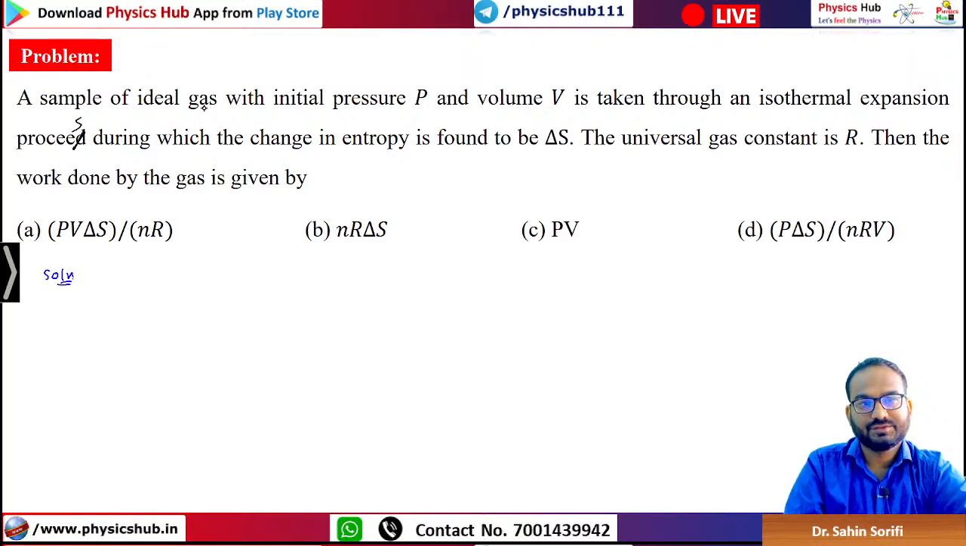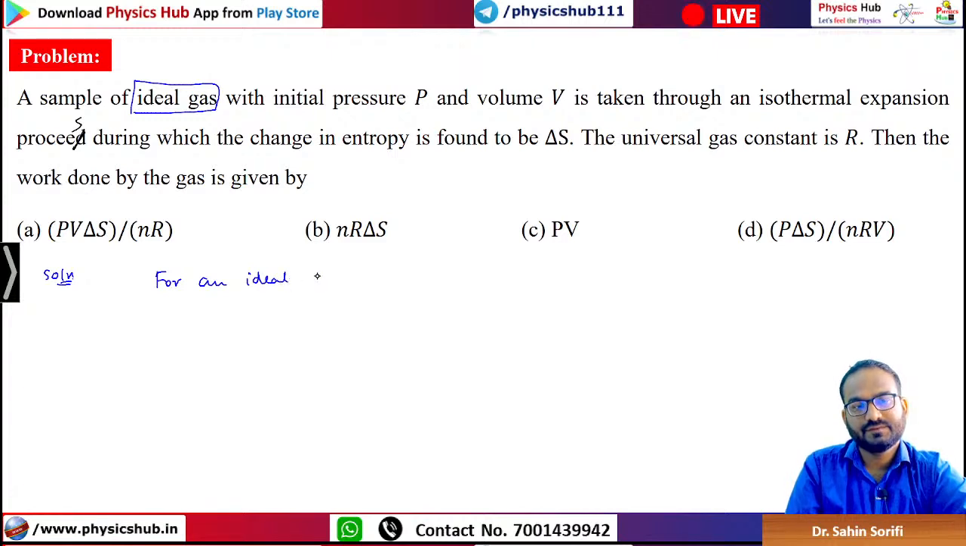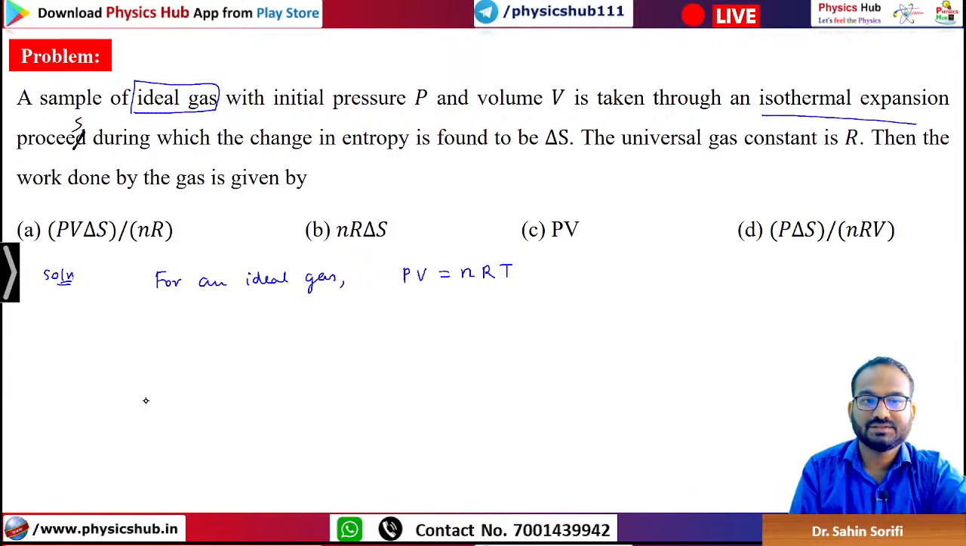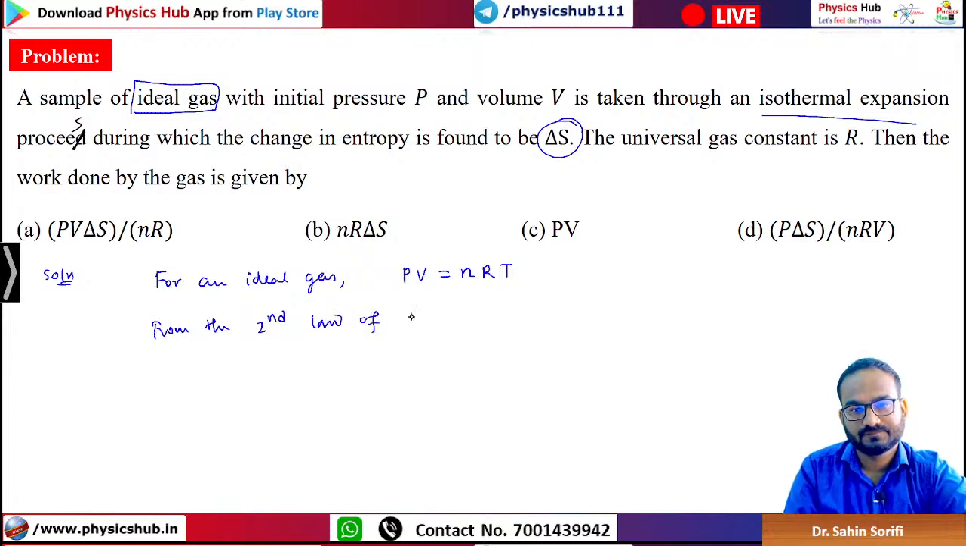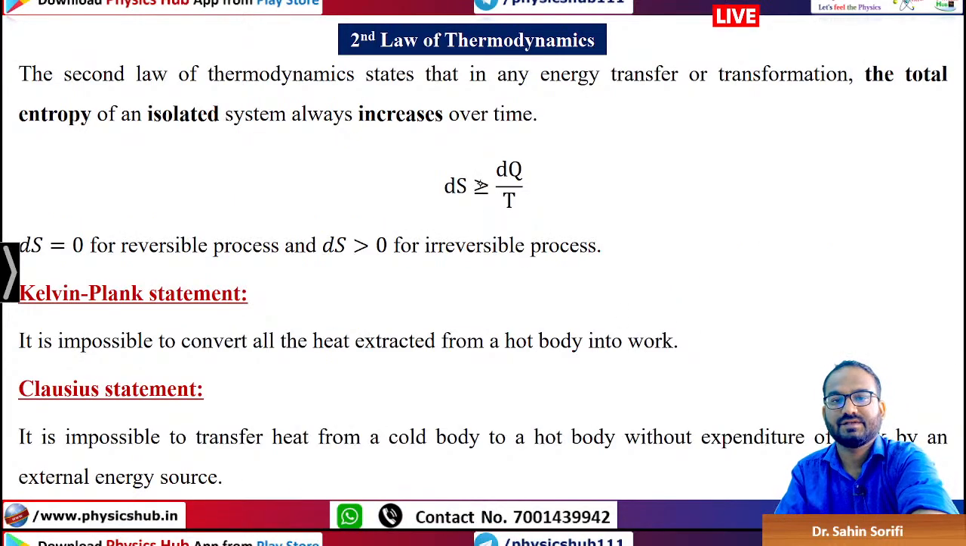Look, you are given an ideal gas. For an ideal gas, we know PV = nRT. It has been carried out by an isothermal expansion process, and the change in entropy is found to be delta S. From the second law of thermodynamics, what can we write? Delta S = delta Q by T. You can see dS = dQ/T.